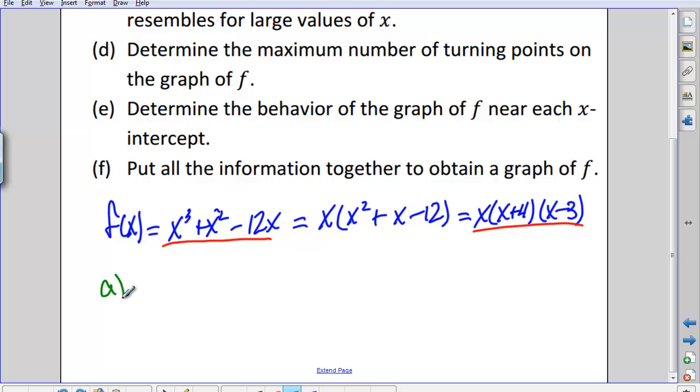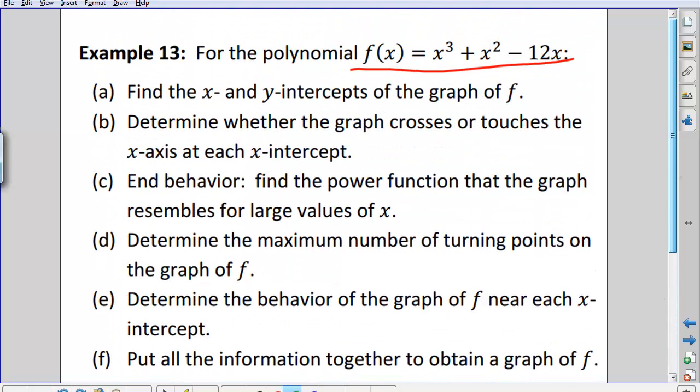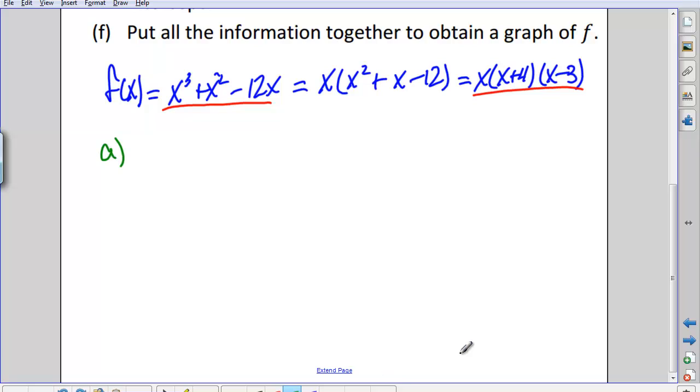Alright, so let's just dive into our questions here. Part A, x and y intercepts. Now for the x-intercepts, what are those the same as? Those are the same as the roots and the zeros. And again, we factored that function for this particular question. To find the x-intercepts, we can look at these factors. So I've got an x factor. You could think of that as x minus 0. Okay, so that's an x-intercept at 0. This one would be an x-intercept at negative 4 and at positive 3.